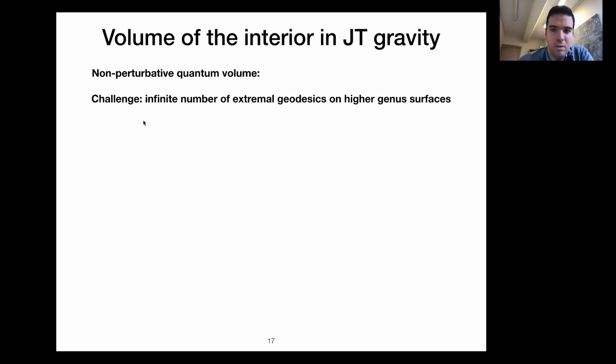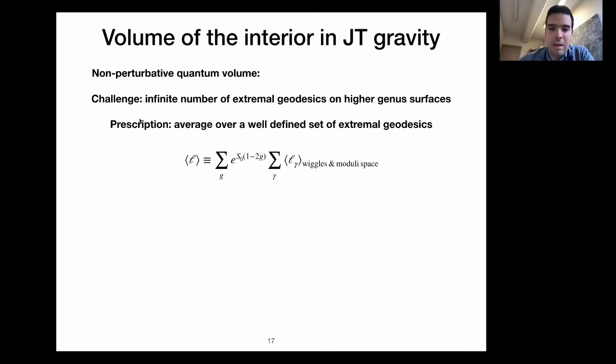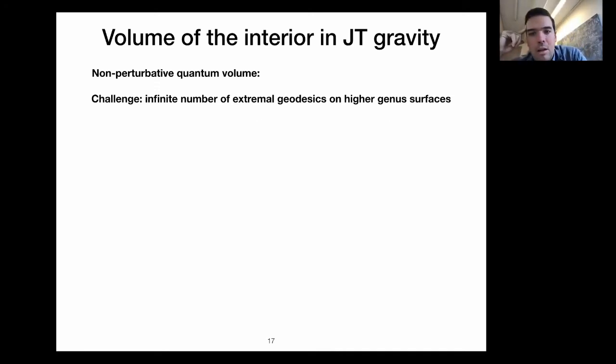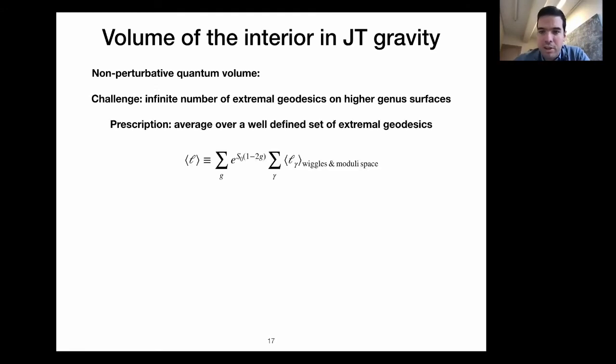Okay, so what do we do then? We could take the minimal one. So that would be one prescription, but we want to talk about the Lorentzian continuation of the endpoint. That's not great, because the minimal geodesic as a function of Euclidean time is not an analytic function: as you change Euclidean time, it jumps around and moves. So instead, we want something that is a little bit more democratic. So our prescription is to sum over all of them.